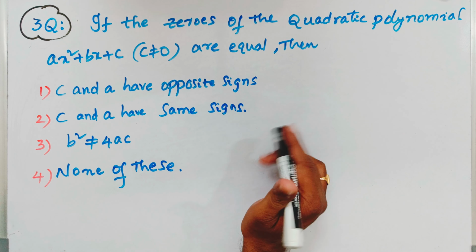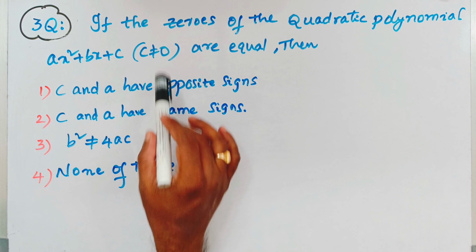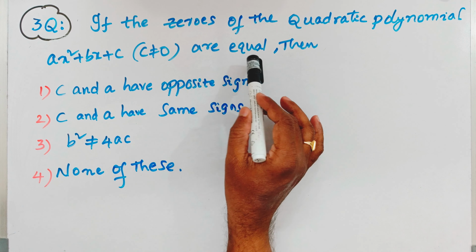This is the third question. If the zeros of the quadratic polynomial ax square plus bx plus c, c not equal to 0, are equal.